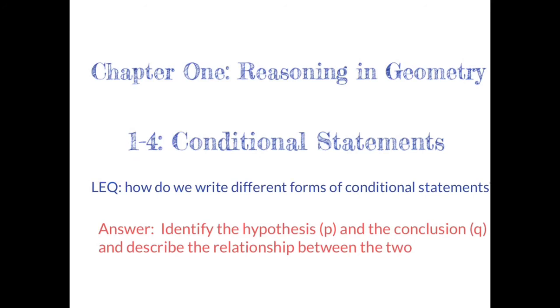This concludes the second video and final video for Lesson 4 from Chapter 1, Reasoning and Geometry, about conditional statements. How do we write different forms of conditional statements? The answer is to identify the hypothesis, which is P, and the conclusion, Q, and describe the relationship between the two.